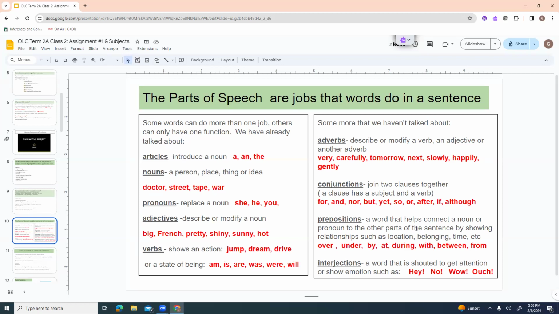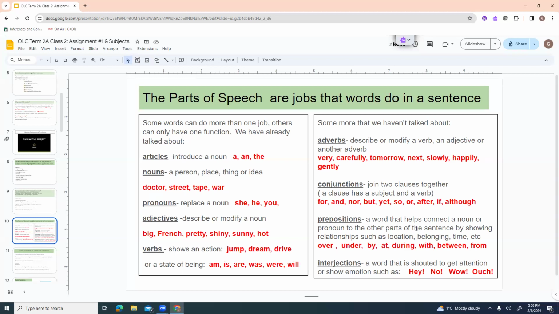So articles are pretty simple. There are only 3 articles in English, and they generally introduce a noun: a, an, or the. Nouns we talked about a lot yesterday: a person, place, thing, or idea. So things like doctor, street, tape, or war. The idea one is the hardest one. They're called abstract nouns, and they represent concepts like freedom, democracy, slavery, love, those kinds of things.